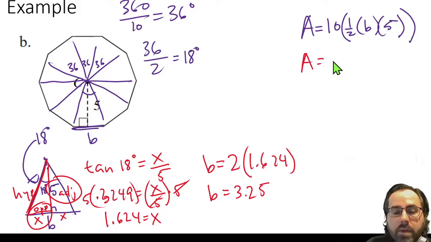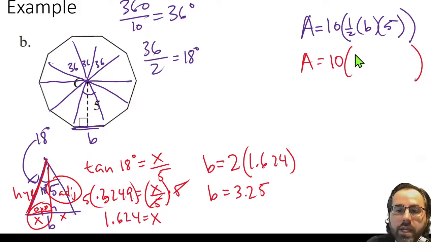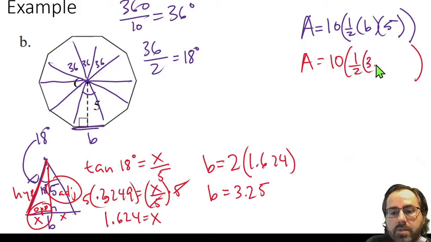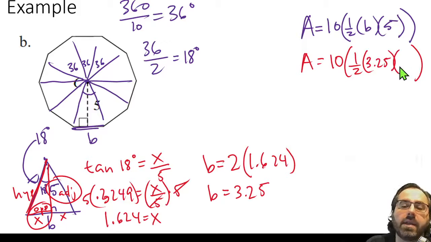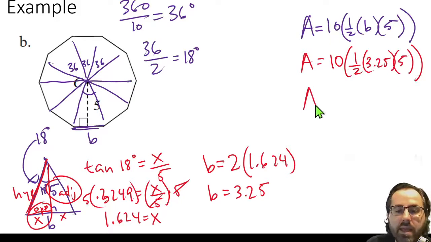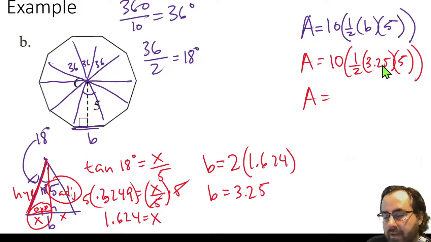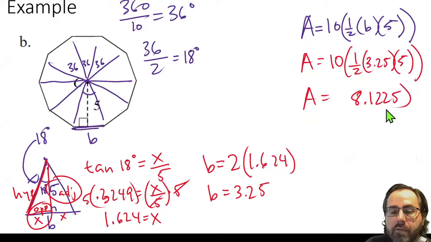Okay, now we're ready to find the area of this entire polygon. So the area would be 10 triangles. So 10 times each triangle. Each triangle is 1/2 times the base, which is 3.25, times the height, which we were given as 5. And now we just multiply this and multiply by 10, and we are going to find the area of our polygon. So 3.25 times 5 times 1/2 is 8.1225.